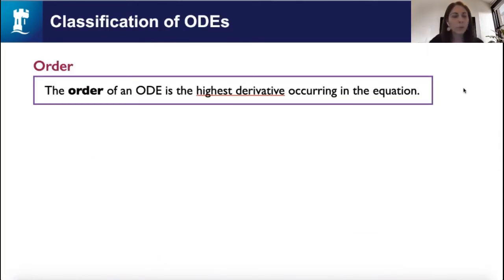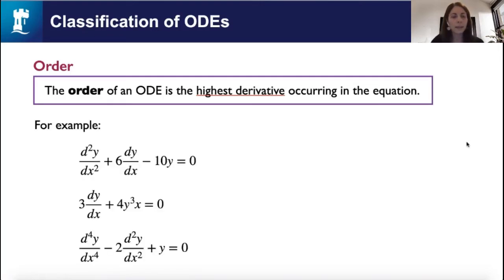Now let's continue with the classification of ordinary differential equations. The next property we will see is the order. So the order of an ordinary differential equation is the highest derivative that appears in the equation. And here we will see some examples.